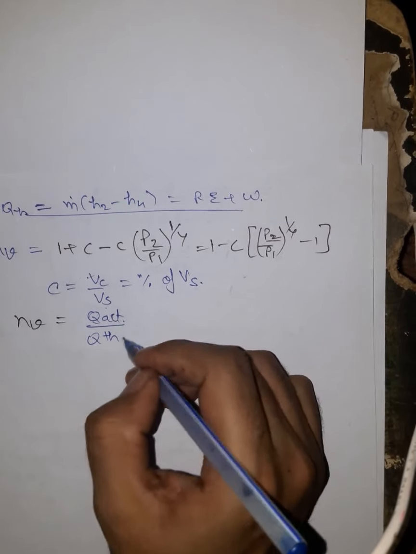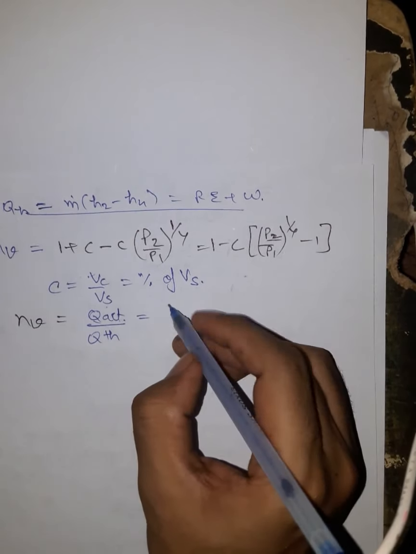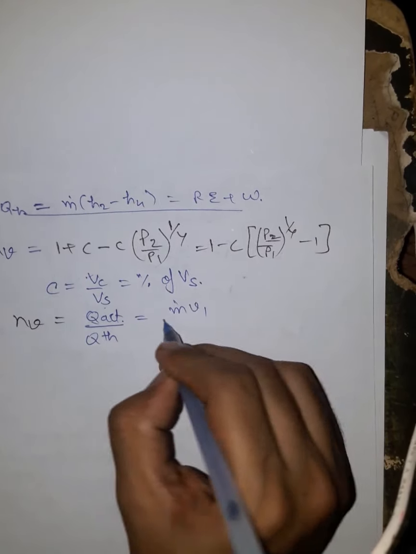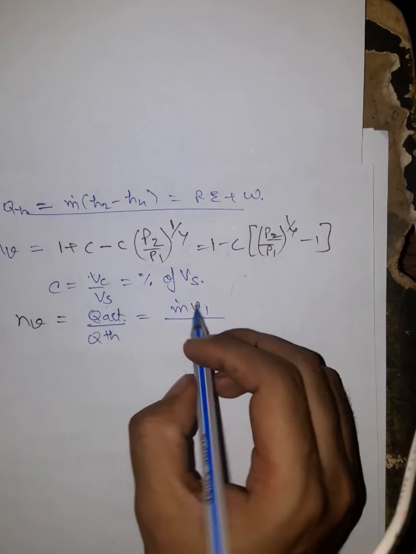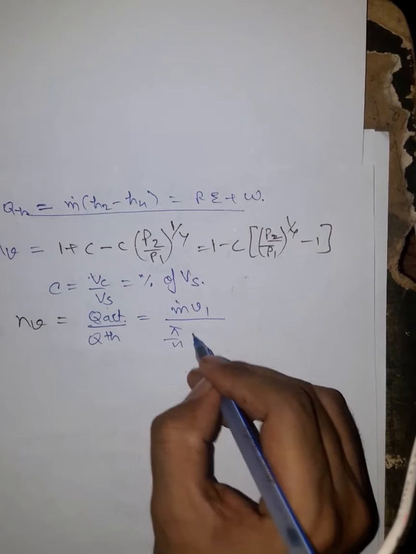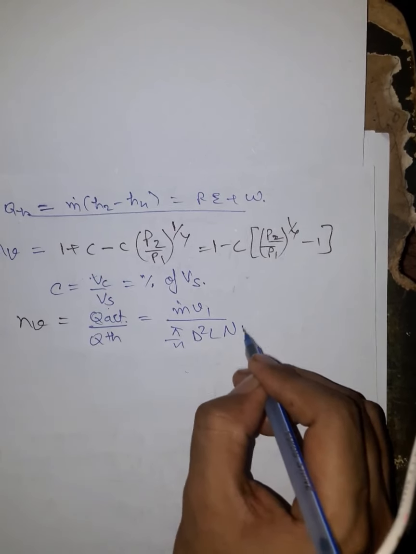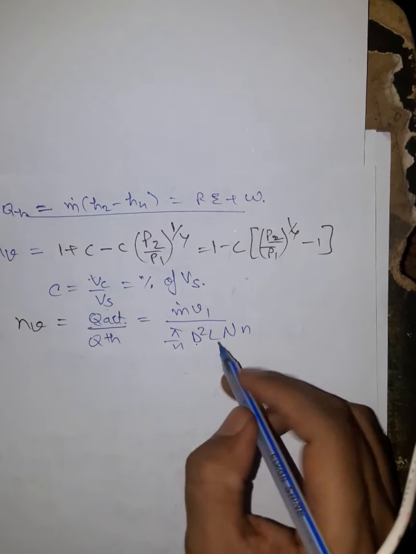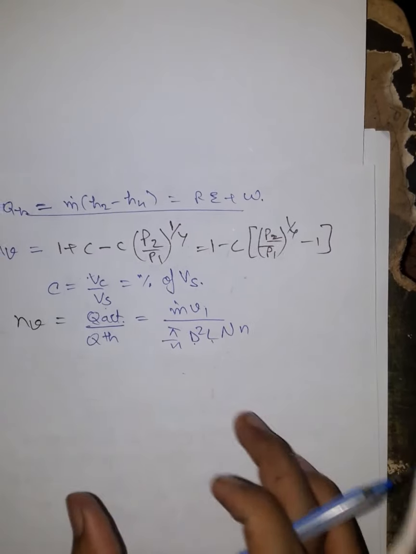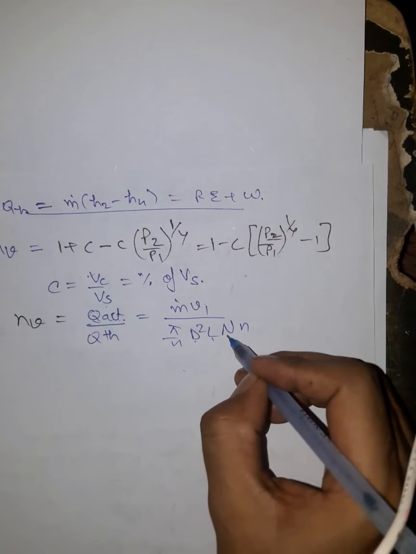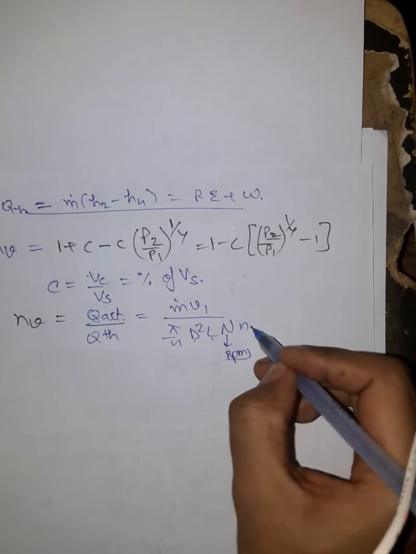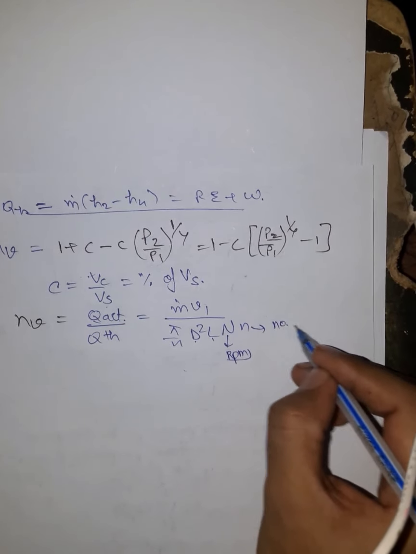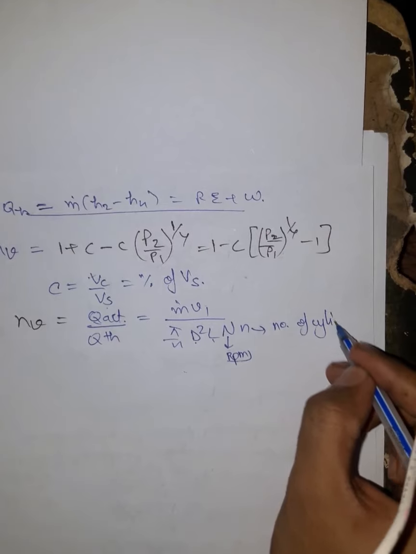Another formula for volumetric efficiency is Q actual upon Q theoretical, that is the actual mass flow rate and the theoretical mass flow rate. It can be written as m dot into v1 over the theoretical expression, where m dot is the refrigerant actual mass flow rate at the inlet of the cylinder, and the denominator is the theoretical mass flow rate. Here D is the diameter of the cylinder, L is the length of stroke in the compressor cylinder, N is the rpm, and n is the number of cylinders the compressor is having.